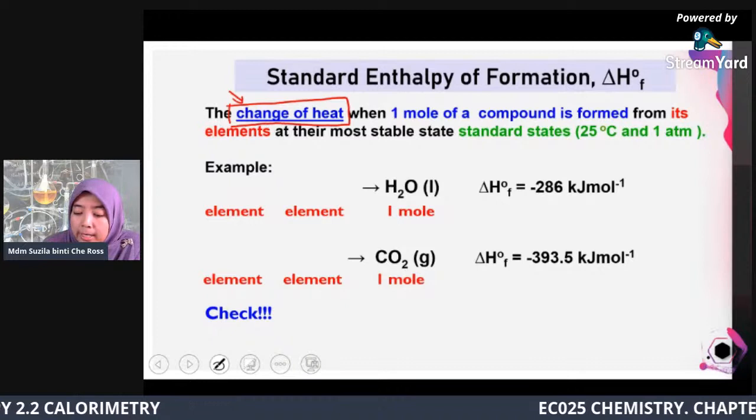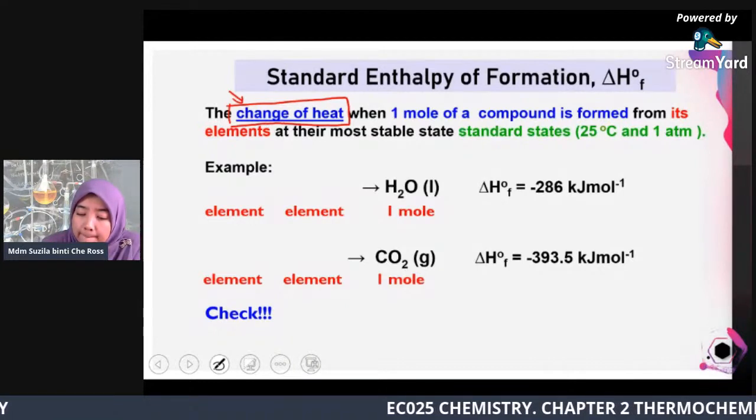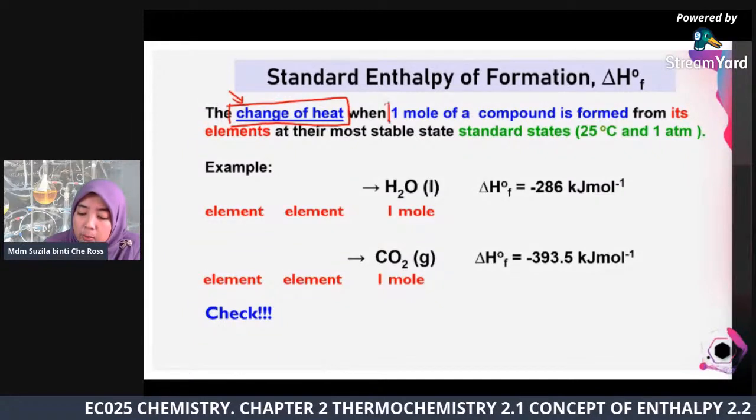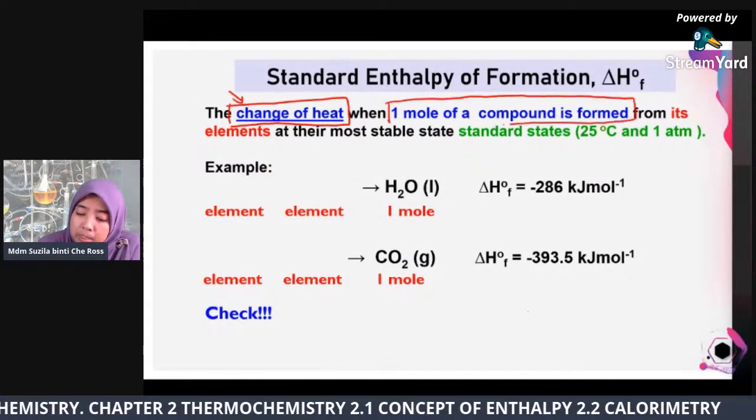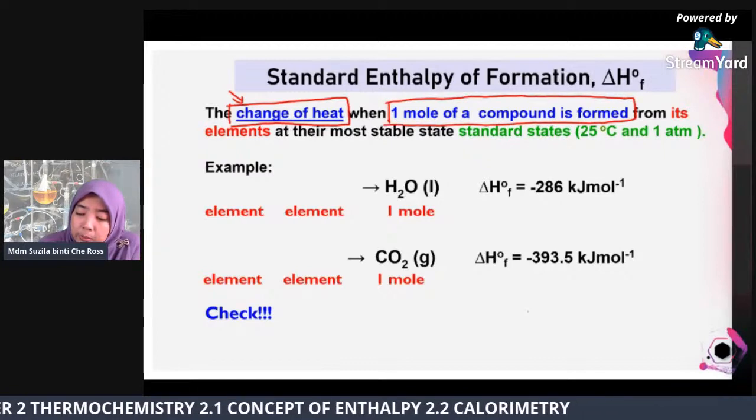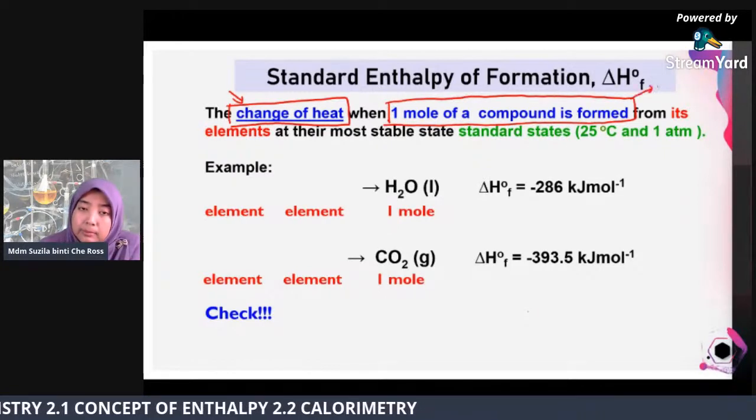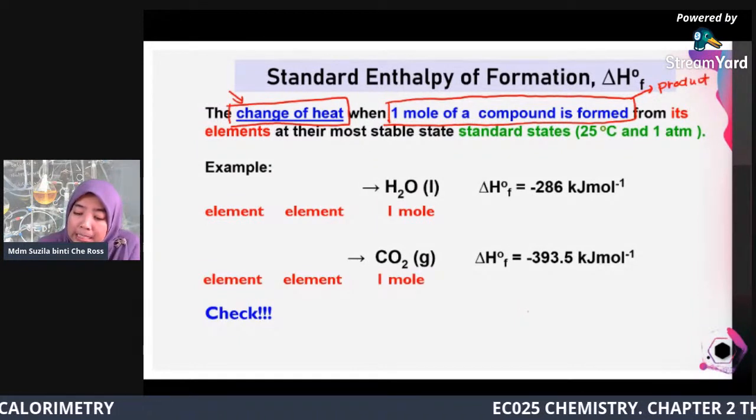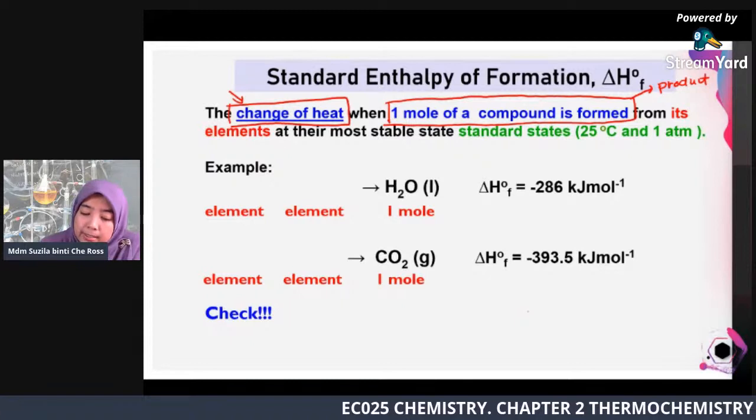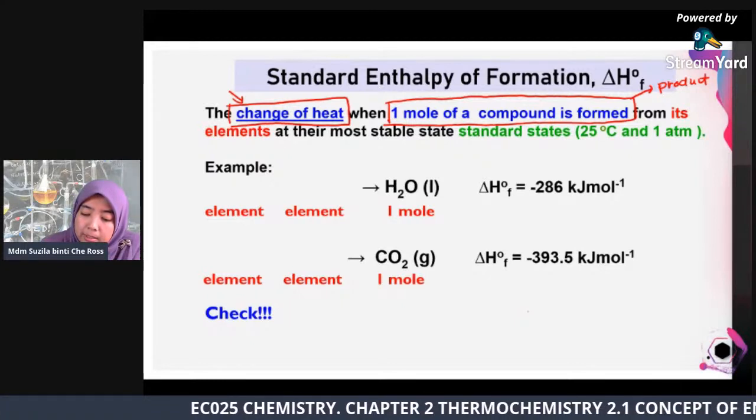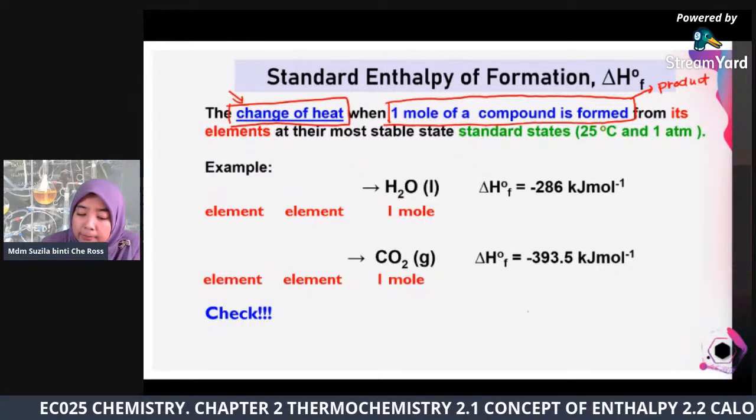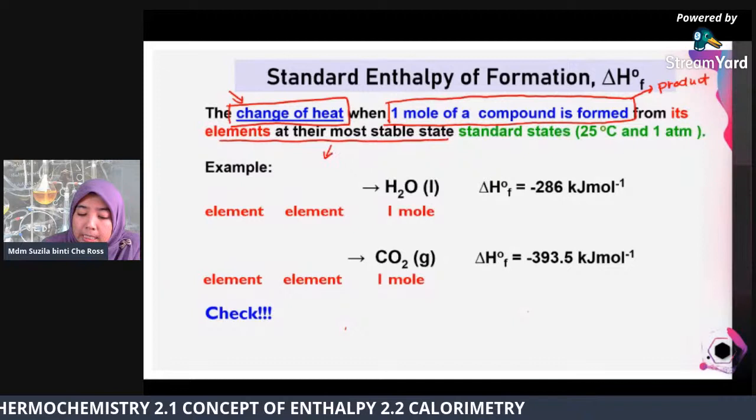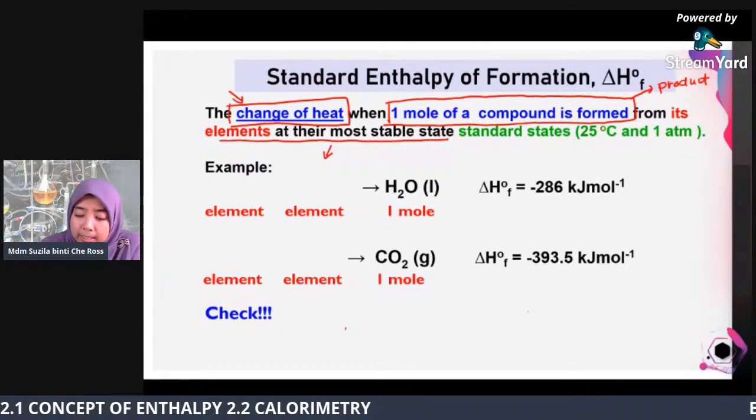Okay, so when one mole compound form, this is the second thing that you need to highlight. One mole compound form means that it refers to the product. Okay, dia merujuk kepada produk. Okay, from its element at their most stable state. From its element, from their most stable state, here means dia punya reactant dia lah. Daripada mana? From its element at their most stable state.